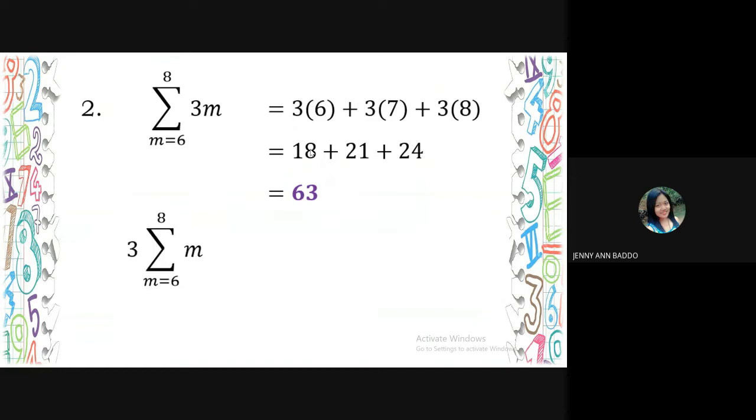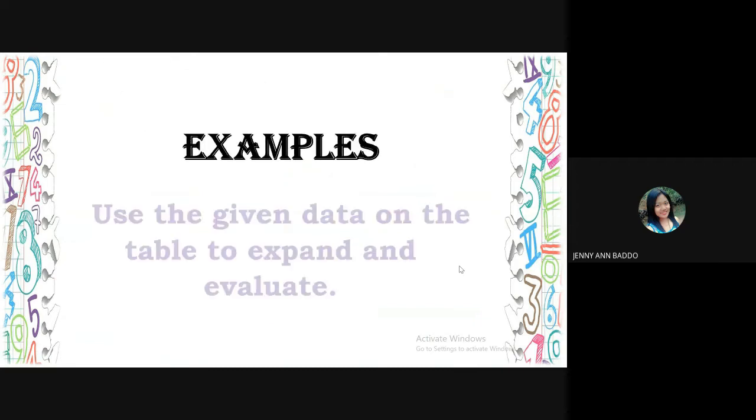Or you can use the other solution. We have 3 times the summation notation m, where m ranges from 6 to 8. In this solution, we have 3 times the sum of the numbers 6 to 8. So that's 3 times 21, so we have 63. Let us have other examples.